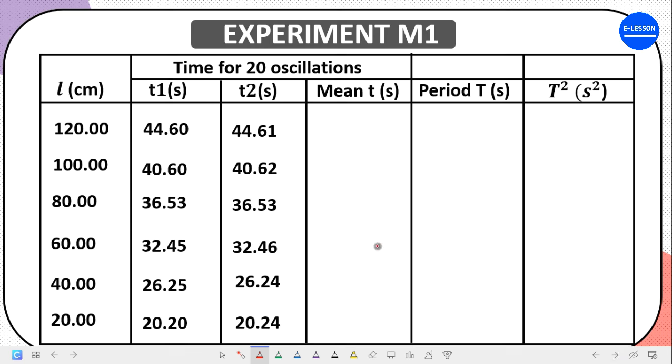So the first thing we do is to fill in our table and then complete the other parts. Now, when you do your practical, surely you are going to have these values, right? 44.60 and 44.61. Now, some of you did for 10 oscillations, while some did for 20 oscillations. For this particular one, they did for 20 oscillations, so we are going to use that and solve.